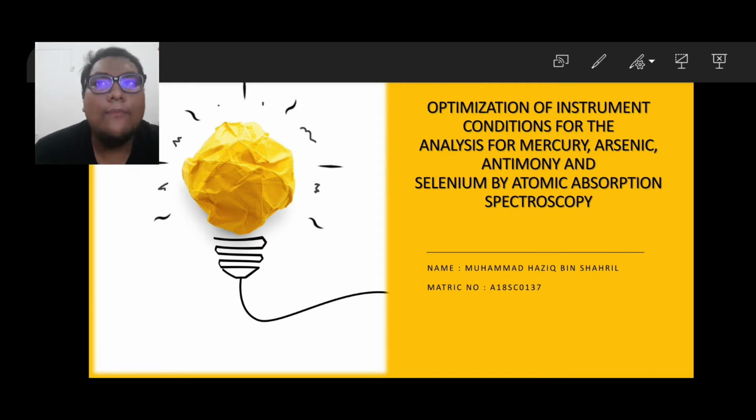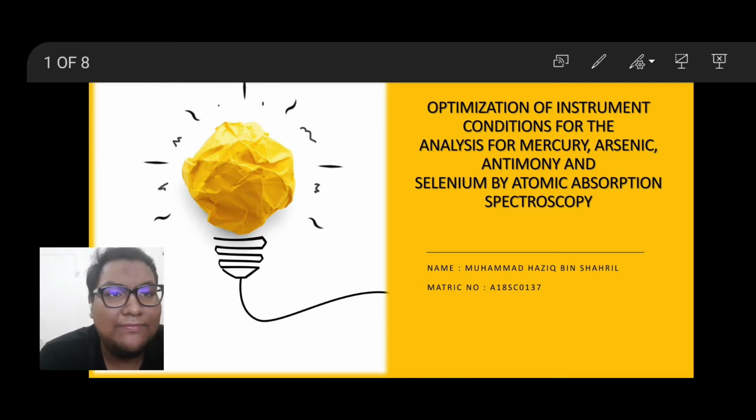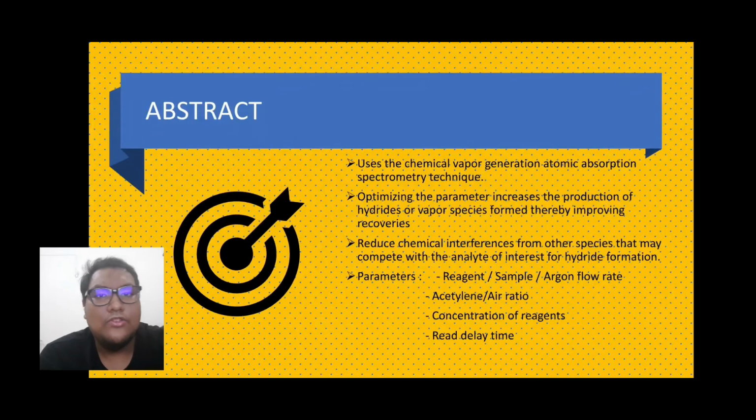So today, I'm going to present on optimization of instrument conditions for the analysis of mercury, arsenic, antimony, and selenium by atomic absorption spectroscopy. So let's start. First is the abstract.